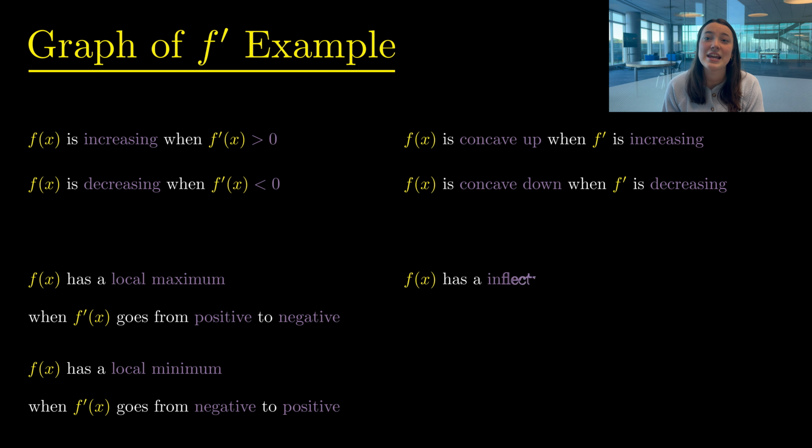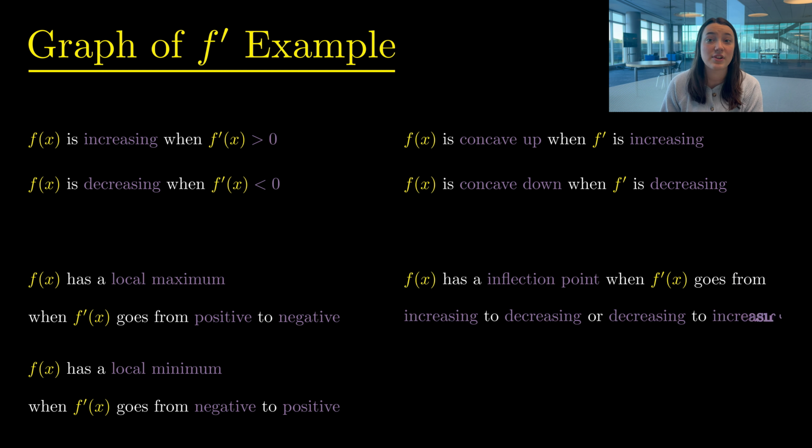In the same vein, there is a rule that says f has an inflection point where f double prime changes signs. But because we are given a graph of f prime, we are going to use the rule that says f has an inflection point where f prime goes from increasing to decreasing, or decreasing to increasing.